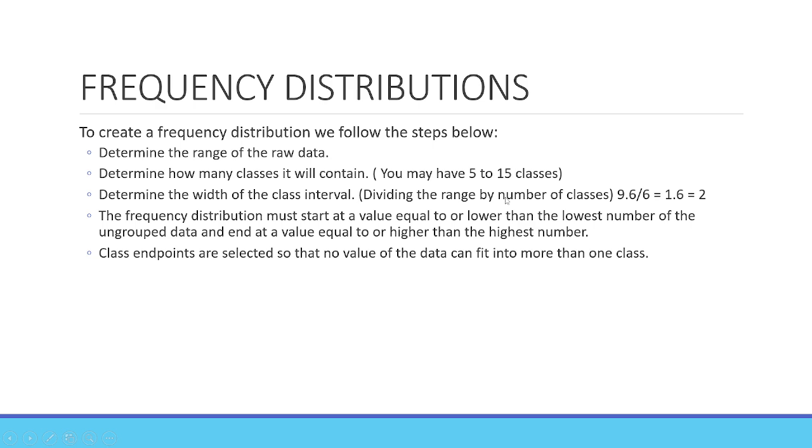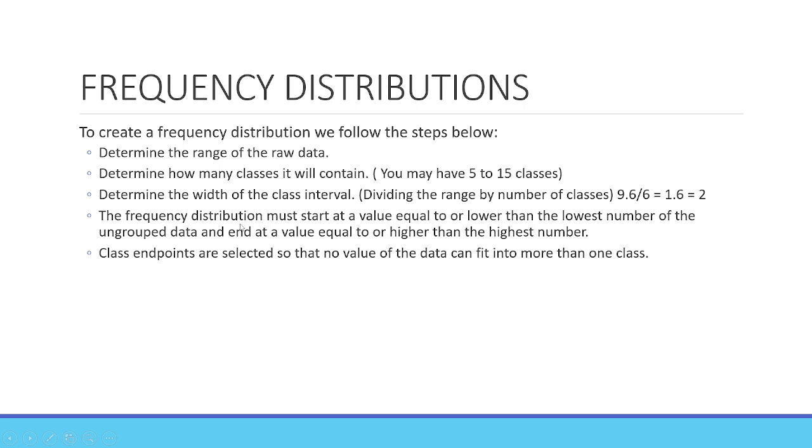These are some of the steps, guidelines to follow, but it is not that you have to follow this exact mathematics. You can adjust slightly here and there so that you get the classes. So you have found the range and you have decided upon the number of classes. Now dividing the range by the number of classes, in this case we are getting 1.6. Now you can approximate that to 2, the next whole number.